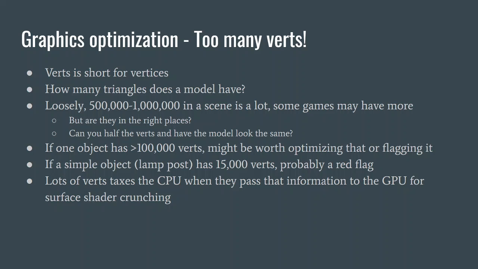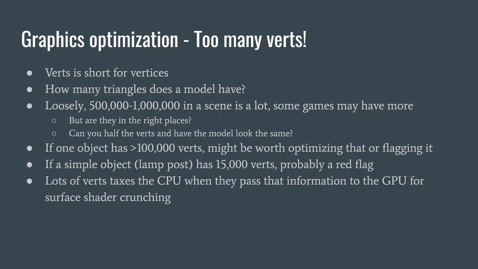But basically, you want to ask yourself: are they in the right places? If this item has 100,000 or more verts, does it actually look like something with 100,000 verts, or is it just unoptimized? Maybe you got something off the internet that has a ridiculous amount of verts, and it just needs simplifying down to something a little bit cleaner. And ask the question: can you halve the verts, and will it look the same? You can use something called an LOD system, which is like an automated system that lowers the number of vertices on your models.